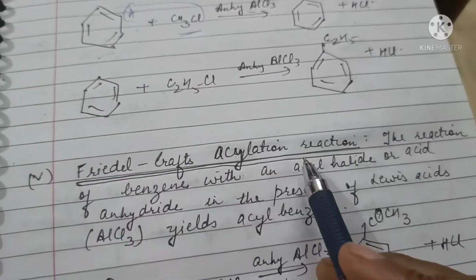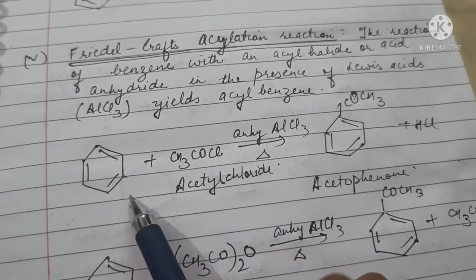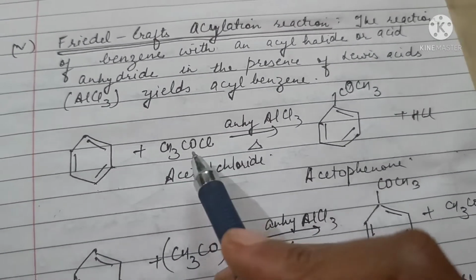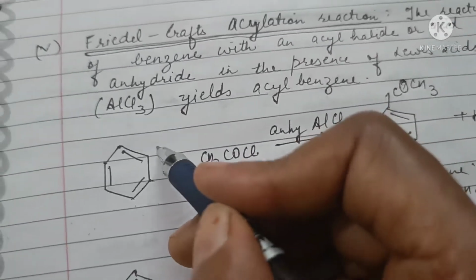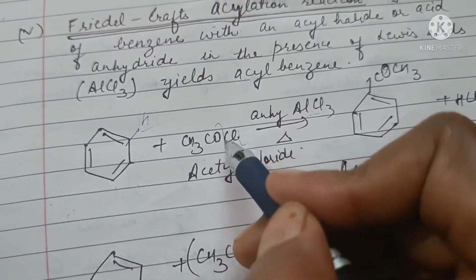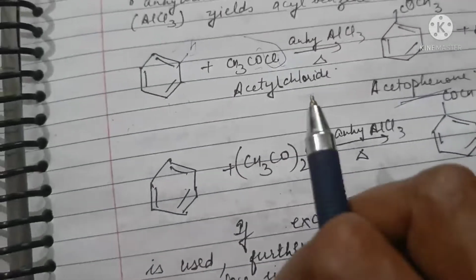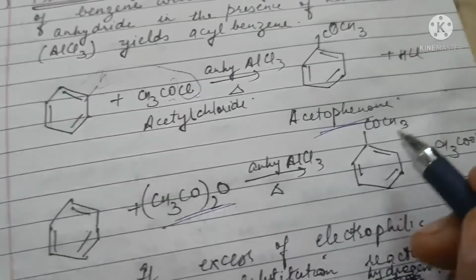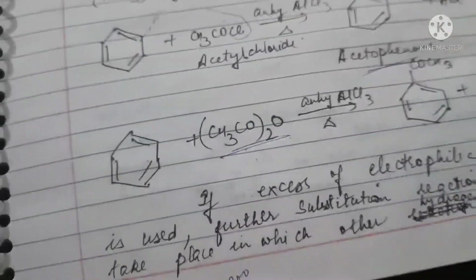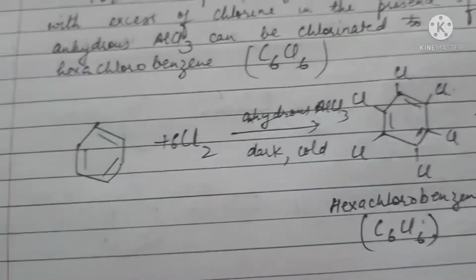The acylation reaction also can be carried out. For this, we heat the aromatic compound with acyl chloride, acetyl chloride, in presence of anhydrous aluminum chloride. Again, the H will combine with the Cl to form HCl, and COCH3 gets attached to form acetophenone. Similarly, acetic anhydride will also result in formation of acetophenone. If excess of electrophilic reagent is used, then in that case, all the hydrogens can be substituted.